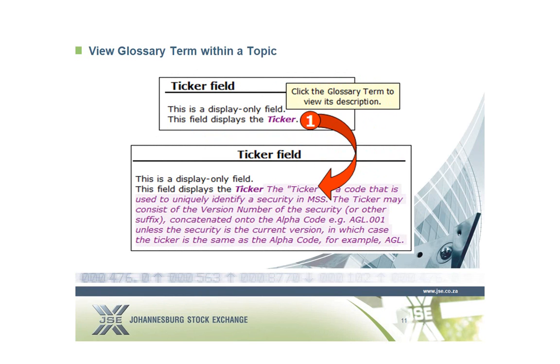Glossary terms that are embedded within a topic are displayed as purple, bold, italicized text. To expand the glossary term in order to read the description, simply click on it. The glossary term will have a light purple background. To collapse the glossary term, click on it again.